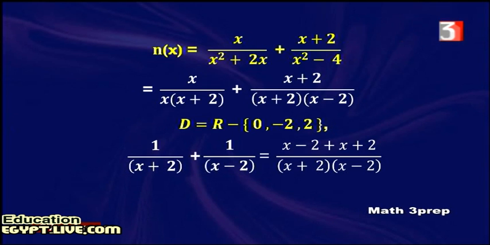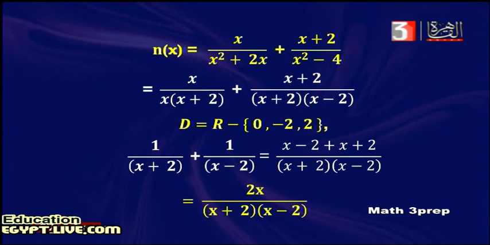Look carefully at the numerator. You are going to find that there are like terms to be collected together. So x plus x gives 2x. Negative 2 plus 2 gives 0. So the result will be 2x over x plus 2, x minus 2. Let us have another example.